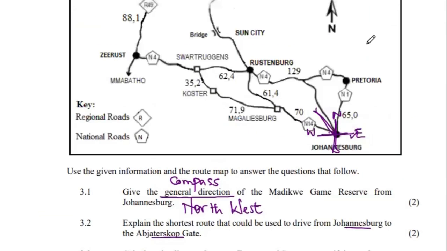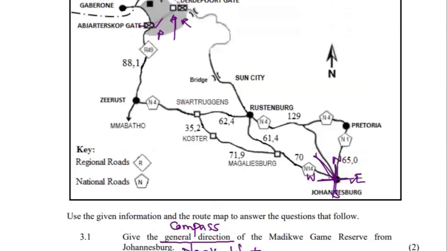Explain the shortest route that could be used to drive from Johannesburg to Abuja Gate. So here we go. The gate is right here. So we cannot use this other one, it's no area. But we are going to use this one here, this other route. So how can you describe that? All you say, use N14 up to Swartzberg. Then from there, use N4 to Zurast. Then use R49.